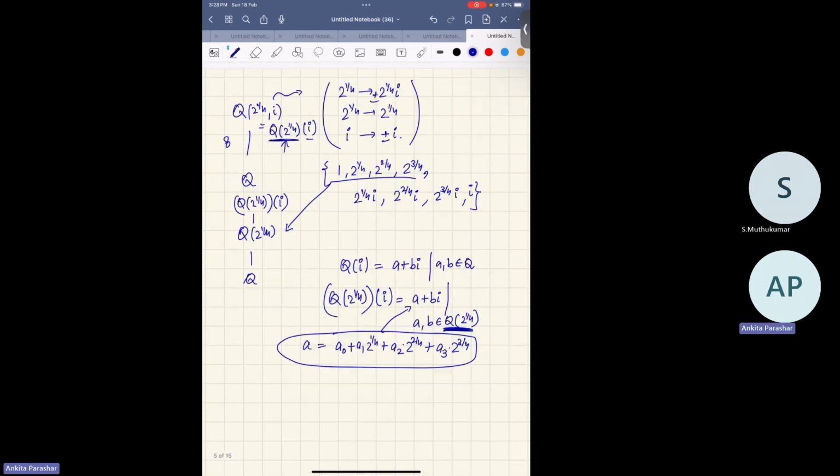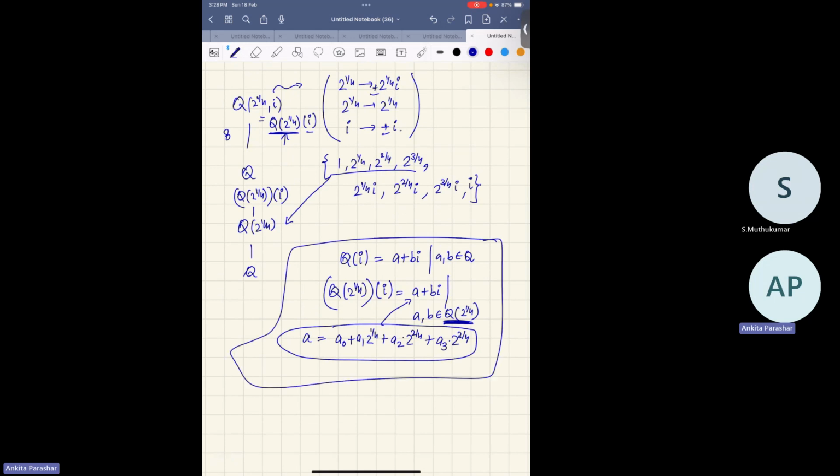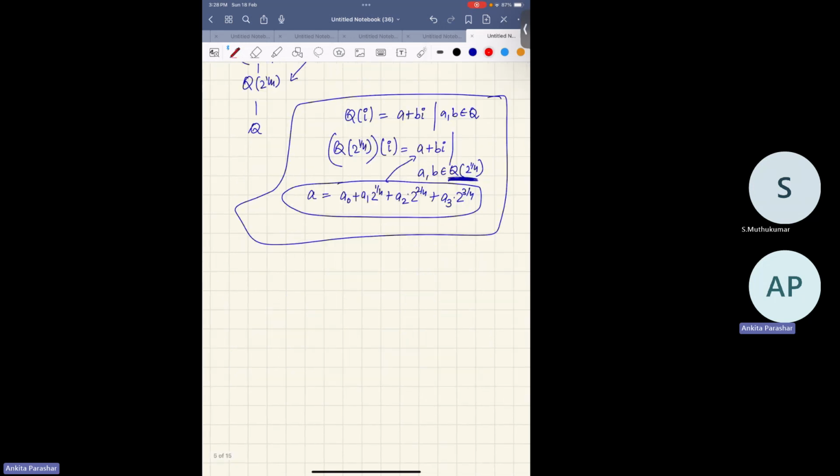Now, noting all this, one can write any general element of Q(2 power 1 by 4, i) like this: a0 plus a1 2 power 1 by 4, and so on. First take all powers of 2 power 1 by 4 and then multiply all the powers with the i because of this fact: a4 i, a5, a6, a7. I think we are done because we started with a0. So we have eight elements, right?